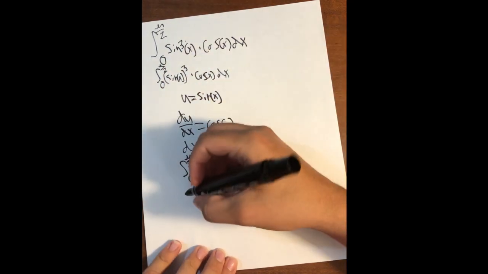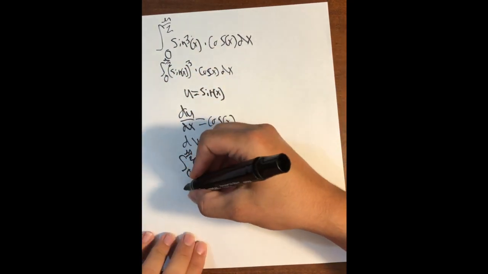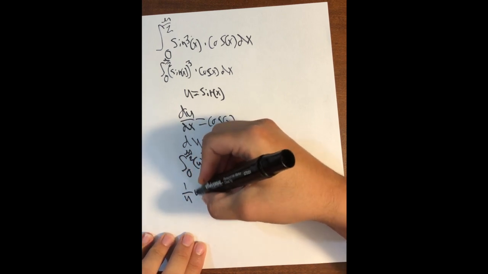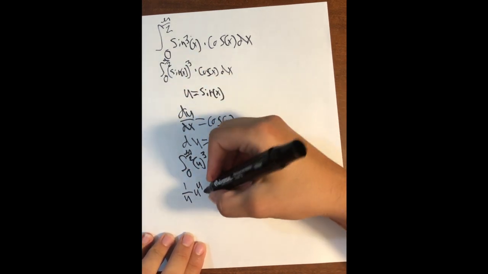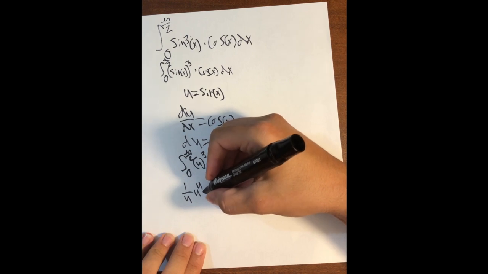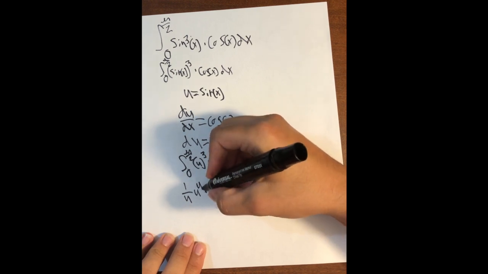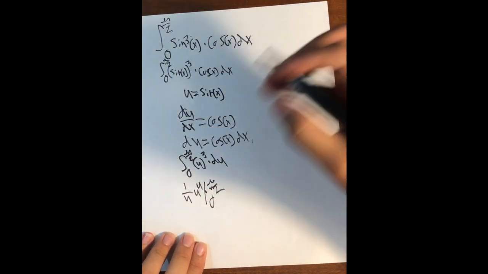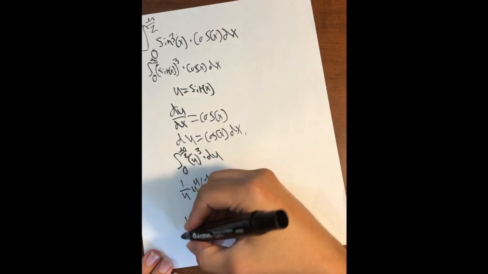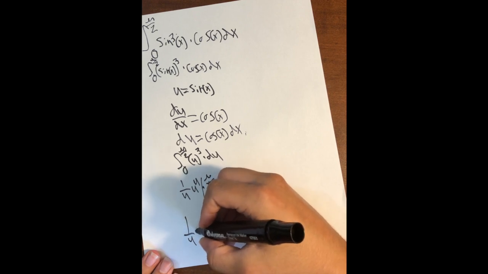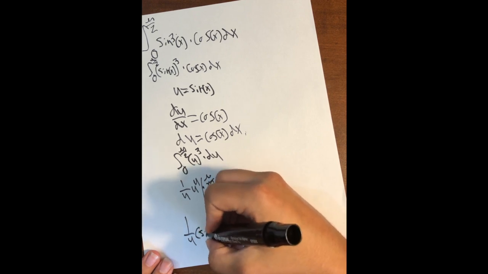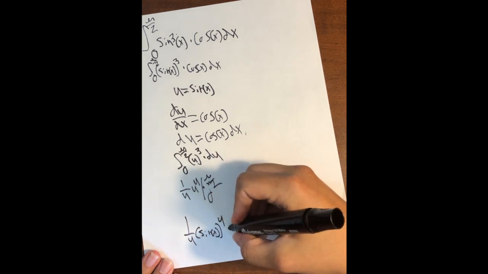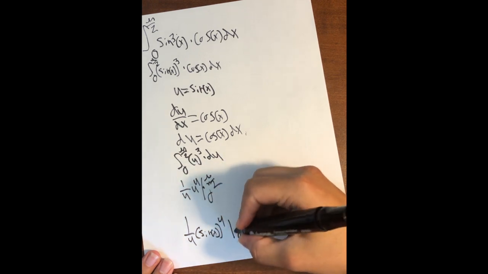So then we take the integral, which is going to be 1/4 u to the 4th from 0 to pi halves. And then we put back in u, so I get 1/4 sine of x to the 4th, from 0 to pi halves.